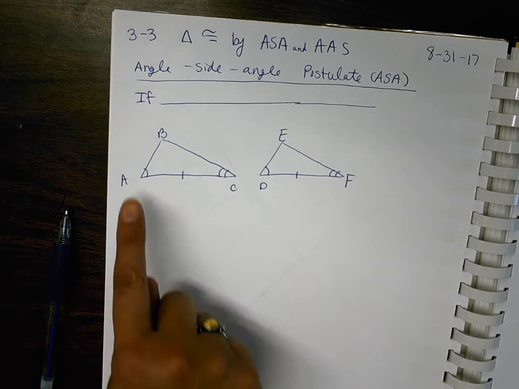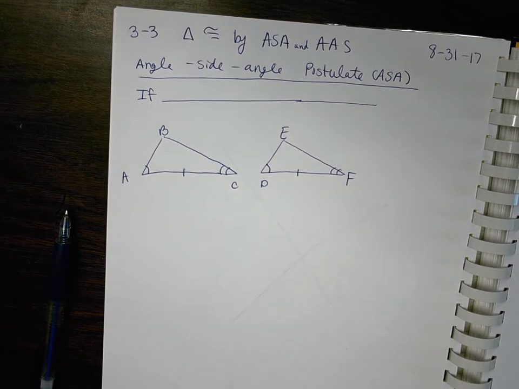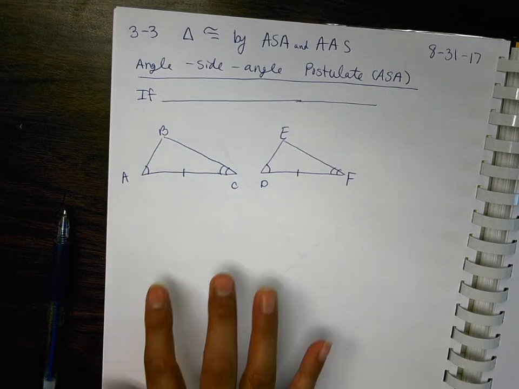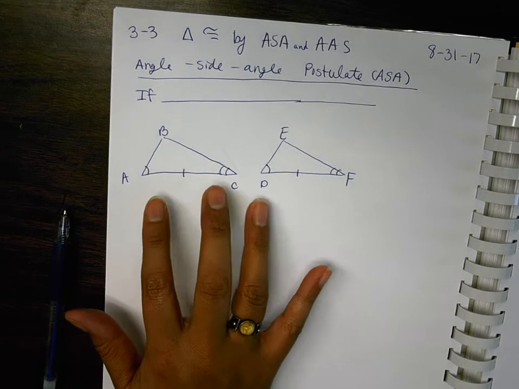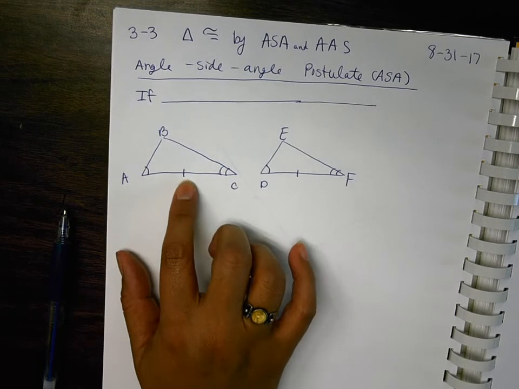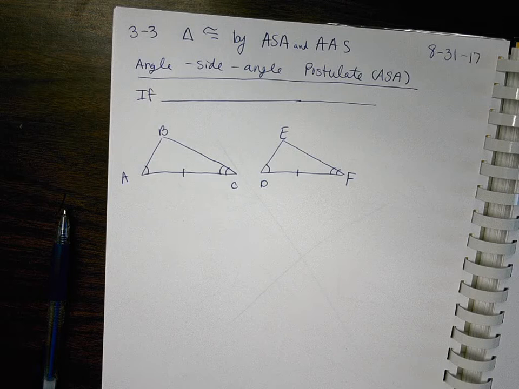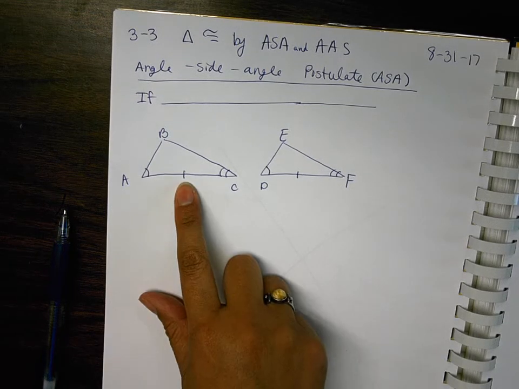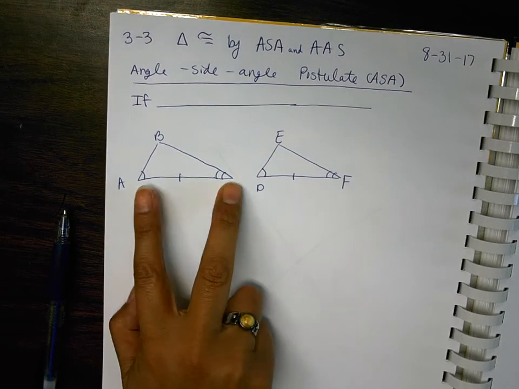Now, is this angle side angle or angle angle side? How can you tell this picture is angle side angle? Because it has a side in the middle. Right here. Because the side is in the middle, sandwiched between the two angles.